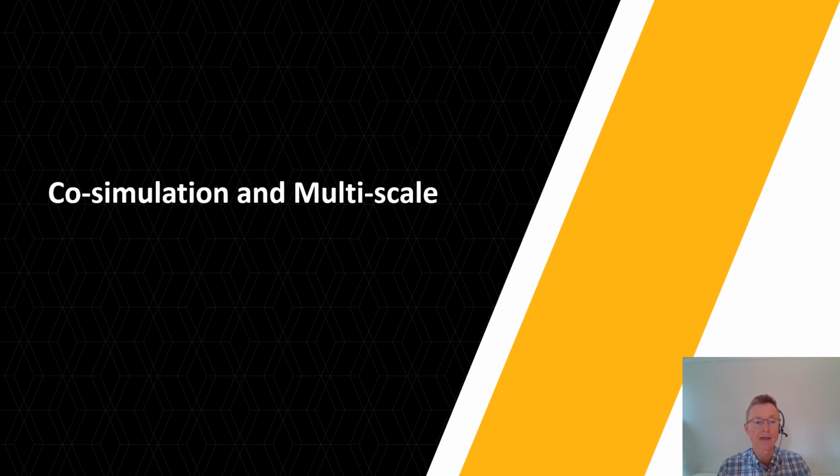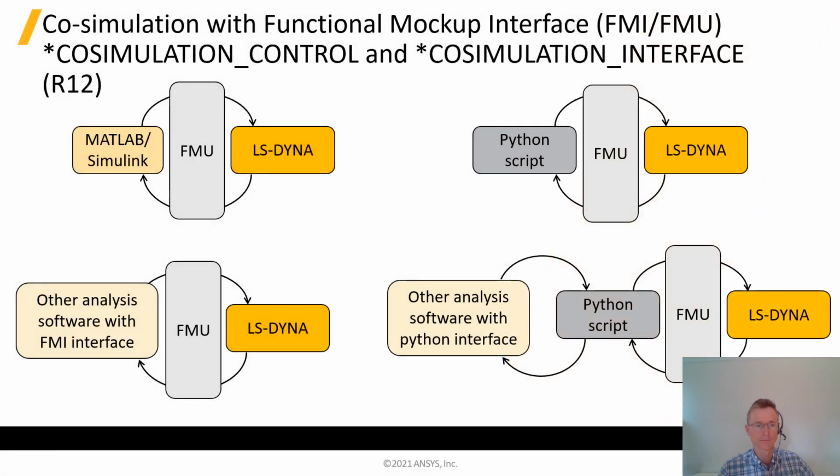The next subject is cosimulation, which means two analyses running and talking to each other as they go. The ability to co-simulate using the Functional Mockup Interface standard was introduced at R12. In last year's presentation, some examples were shown with LS-DYNA co-simulating with MATLAB, essentially using MATLAB as a controller to apply forces to the LS-DYNA model in response to displacements.